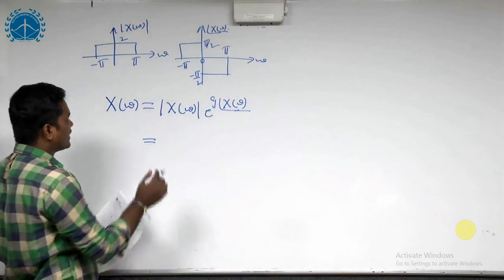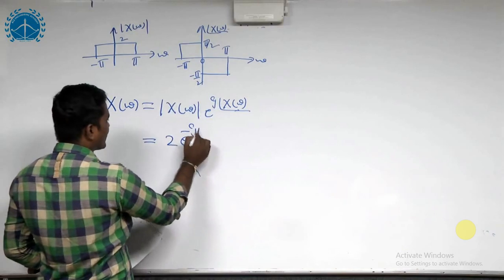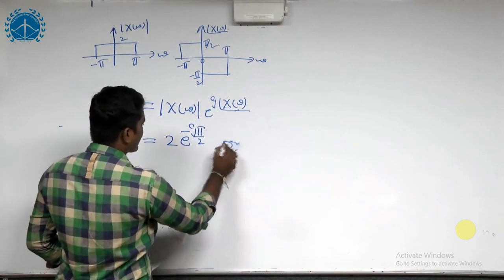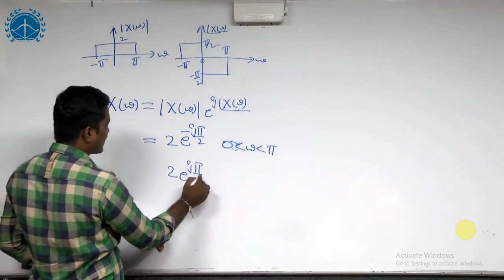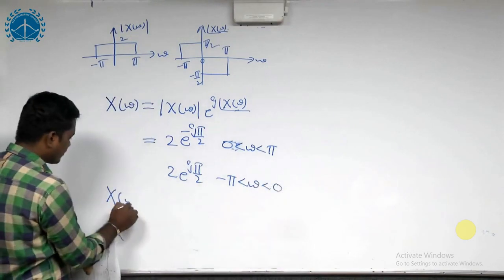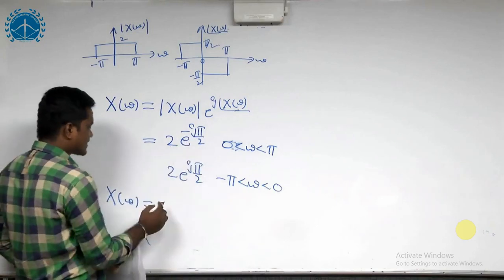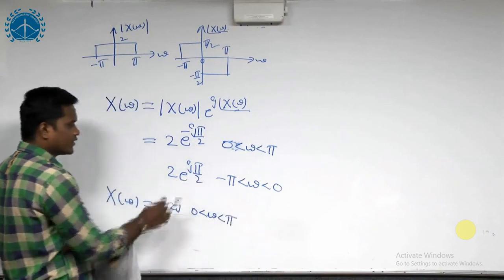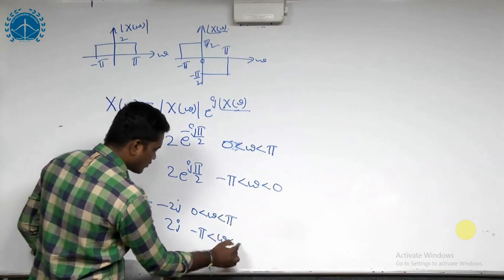So divided into two parts. First I am writing 0 to pi. Magnitude is 2 e to the power of minus j pi by 2, for 0 less than omega less than pi, and 2 e to the power of j pi by 2 for minus pi less than omega less than 0. So x of omega is equals to: e to the power of minus j pi by 2 value is minus j, so minus 2j for 0 less than omega less than pi; e to the power of j pi by 2 value is plus j, so 2j for minus pi less than omega less than 0.